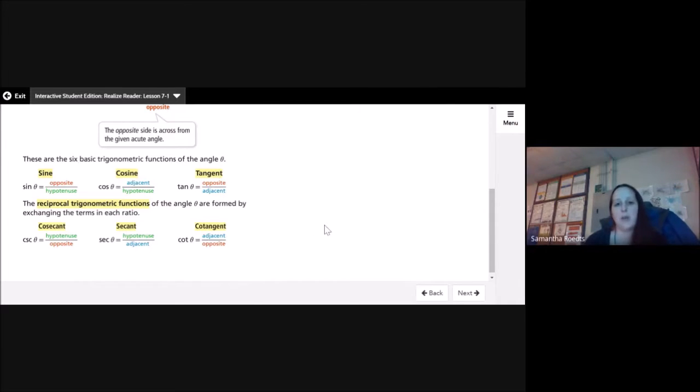There is an easy way to remember these. It's called SOHCAHTOA. Okay, so S is opposite over hypotenuse, so SOH. Cosine is adjacent over hypotenuse, CAH, and then TOA is tangent, which equals opposite over adjacent.